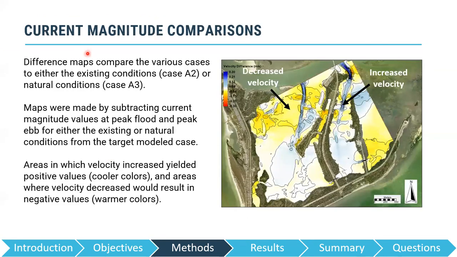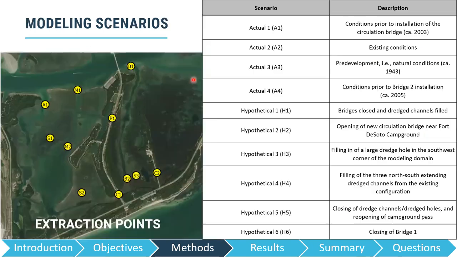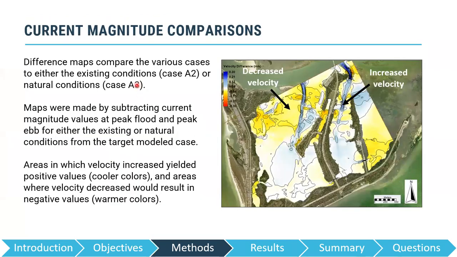Okay, so this is the last slide before I get to the results. One thing that you can do with the model is create these difference maps, where you're just comparing 2 different cases to see how the velocity is affected. Right, so for example, in this image here, you're looking at a comparison of the existing conditions, case A2, remember from that last slide, to the natural conditions, which is case A3.